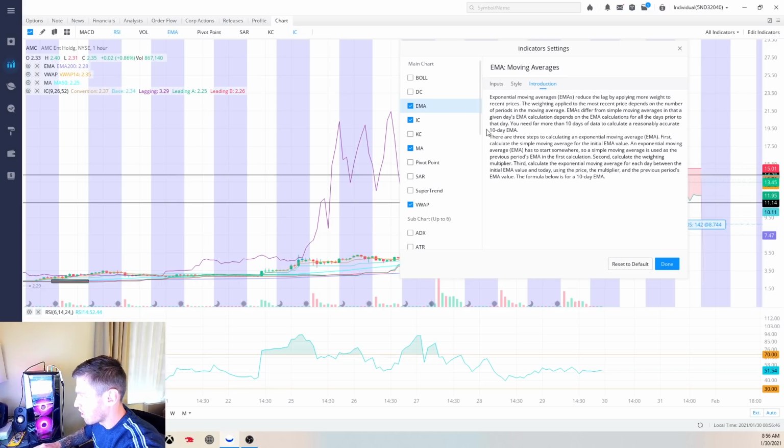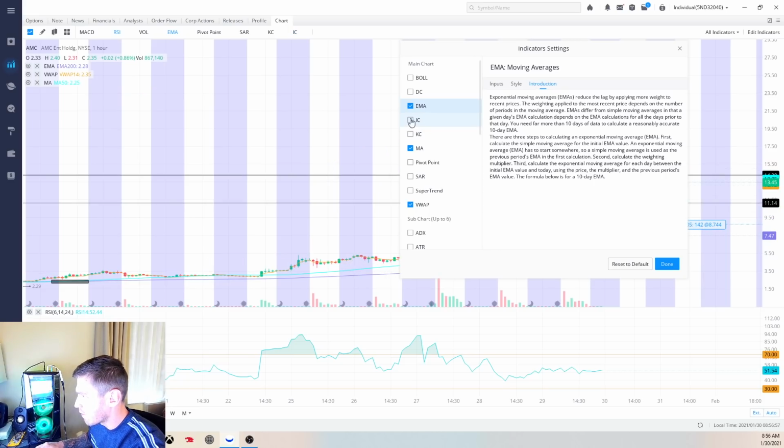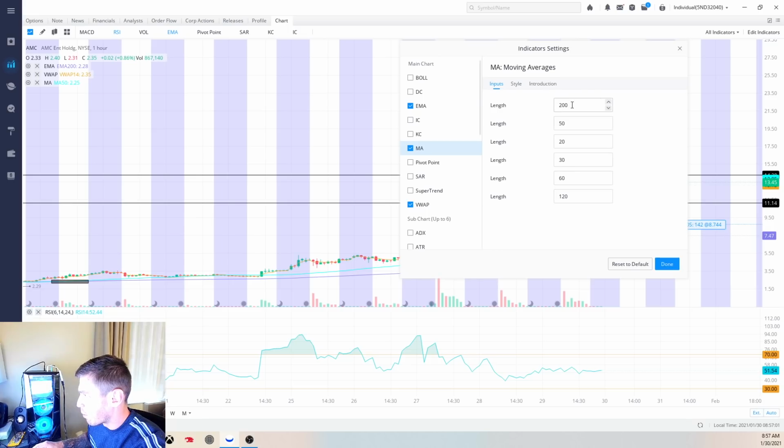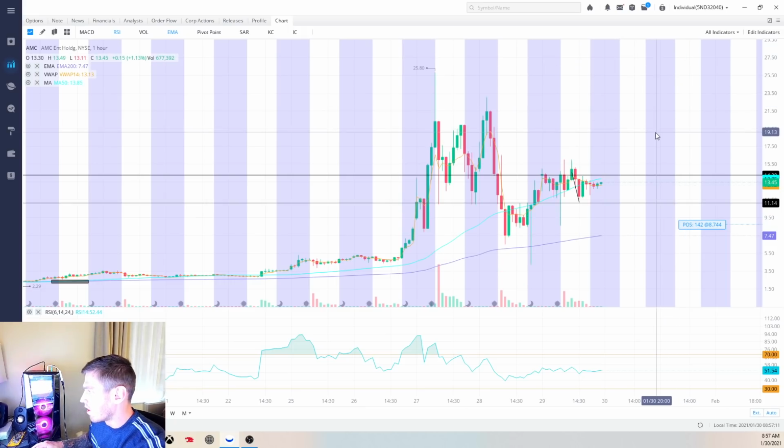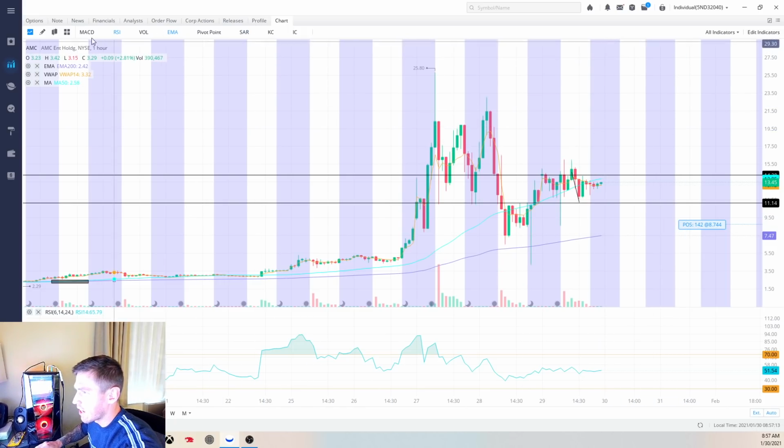And then the introduction does tell you exactly what the EMA is, right? The exponential moving average reduces the lag by applying more weight to recent prices. It's basically a valuation trend line. And you can do this with any of these different indicators. The MA gives you an introduction, and you can change the input to whatever period you're looking for. For the style, I use the 50 MA, and I have it as a light blue line. The VWAP 14 period tells you exactly what the VWAP is. It's a great tool, right? So these are the indicators that I personally use.